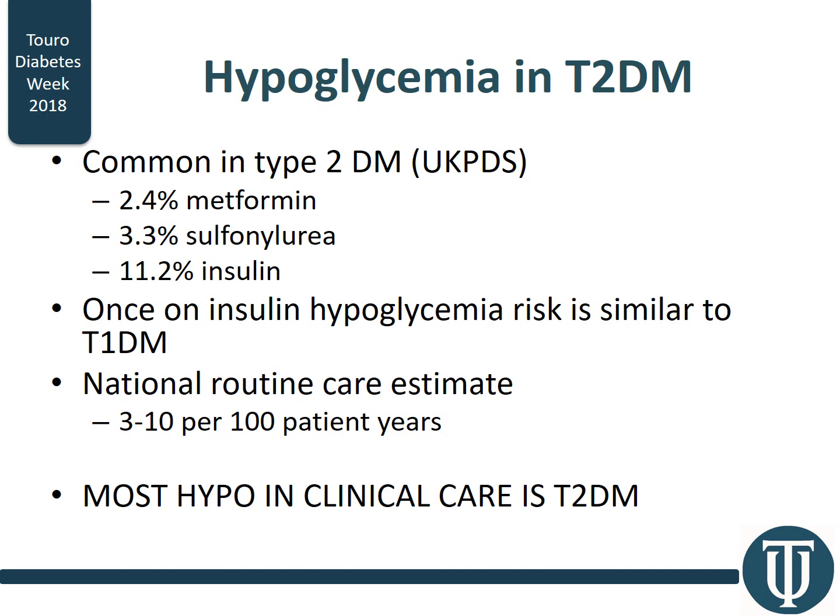And there have been other studies looking at national routine care estimates, and it's anywhere from 3 to 10 episodes per 100 patient years. Now, while that sounds like not very much, because there is 20 times the number of people with type 2 diabetes than type 1, the most common cause, the total sum of hypoglycemic episodes are greater in type 2 diabetes than in type 1, even though the person individually is at a higher risk with type 1 diabetes or late type 2.